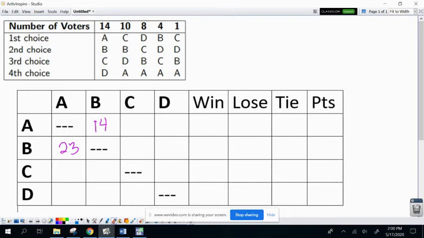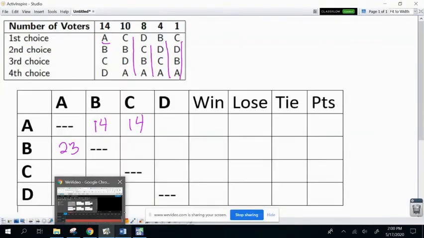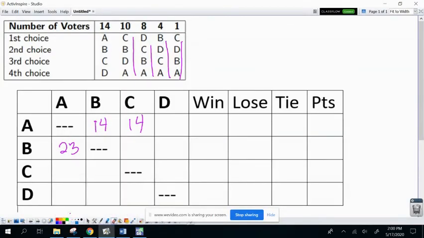Let's go and look at A versus C. So obviously A wins these 14 votes. And you might notice that because A is ranked last, A is not going to win any other votes. So 14 here for A versus C. What we can do is figure out how many votes C has. Well, if A only gets 14, then when it comes to A versus C, C is going to get 23 votes. Let's go A versus D. Again, the same situation. A will only win those 14 votes, and D, when it goes up against A, will win 23 votes.